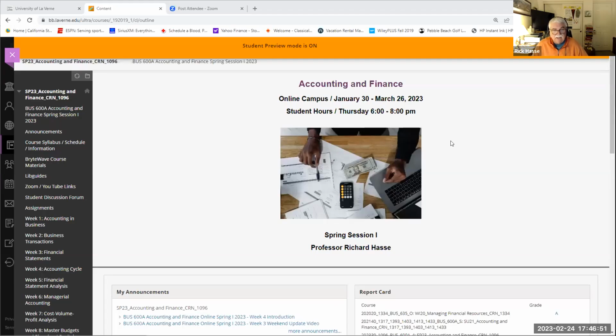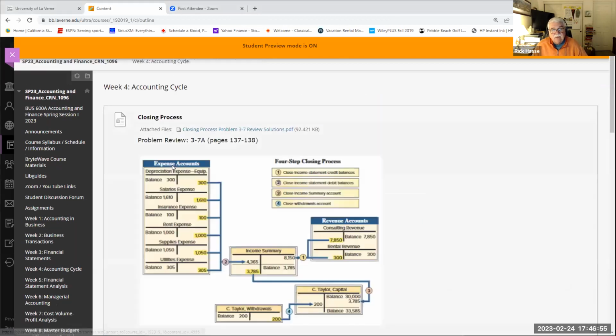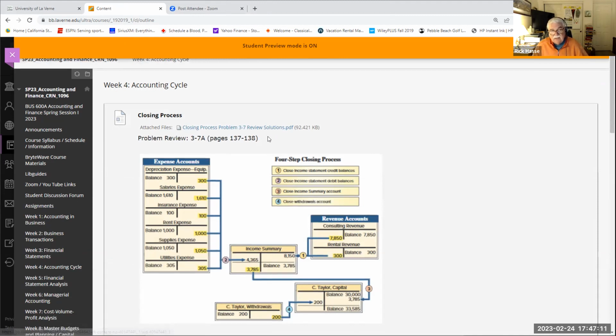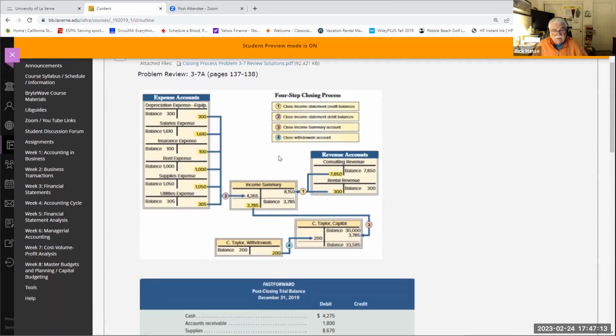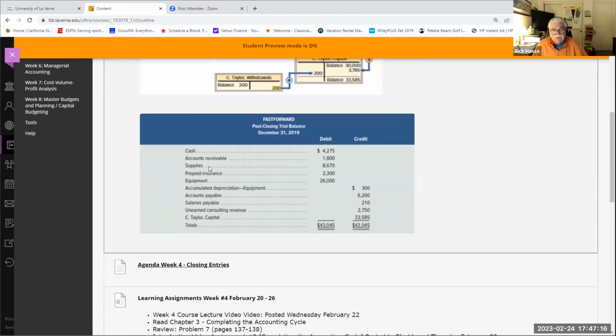Again, going back to our Blackboard account, if you go to week number 4, here's that tab, closing processes, and here's those solutions that I just went over for problem 3-7 in chapter 3, the closing process. Here are those solutions if you want to review them. And then here's what we did in those graphics that we saw a little bit earlier. And here's the example of what the post-closing trial balance will look like. Not for this particular problem 3-7, but what it looks like.